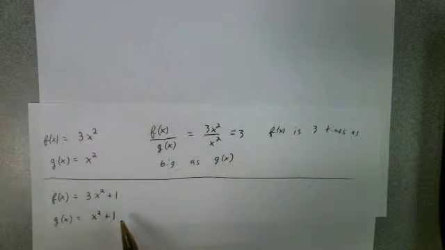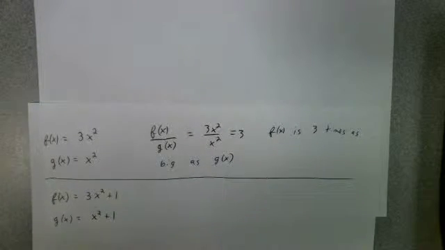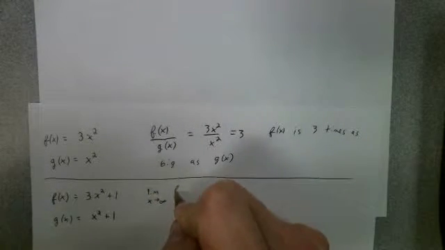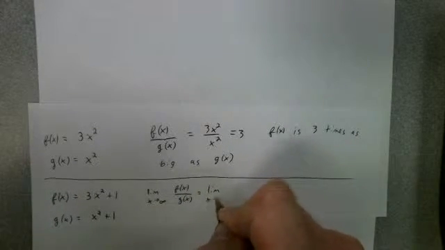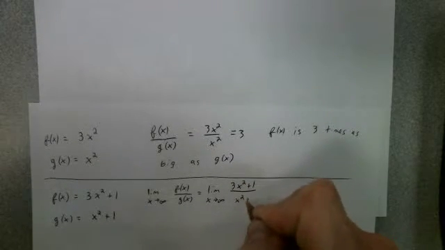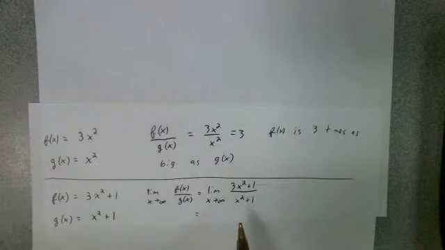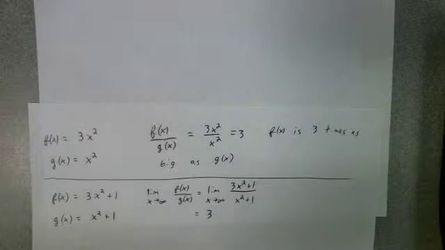So, new functions. F of x equals 3x squared plus 1. G of x is x squared plus 1. What I'm going to do is look at the limit as x goes to infinity of f of x divided by g of x. In other words, the limit as x goes to infinity of 3x squared plus 1 all over x squared plus 1. Well, you can crunch those numbers and find this limit. The limit is 3. Let's think about what this is telling us now.